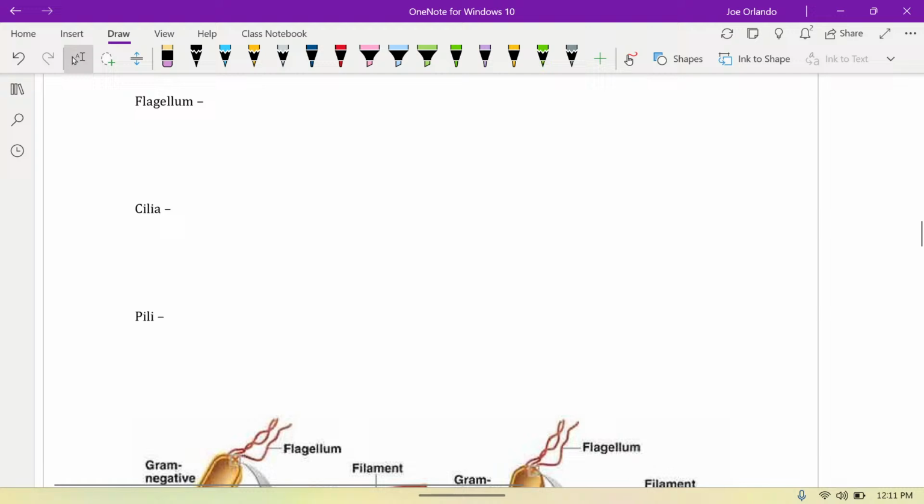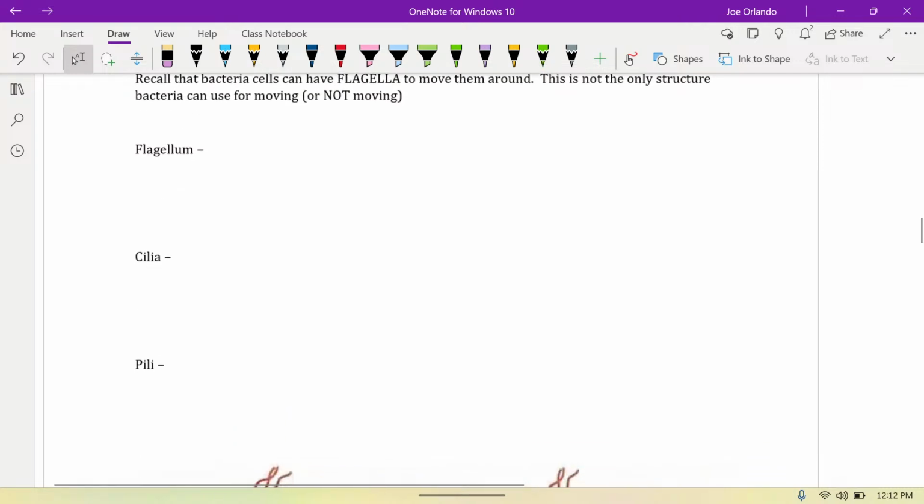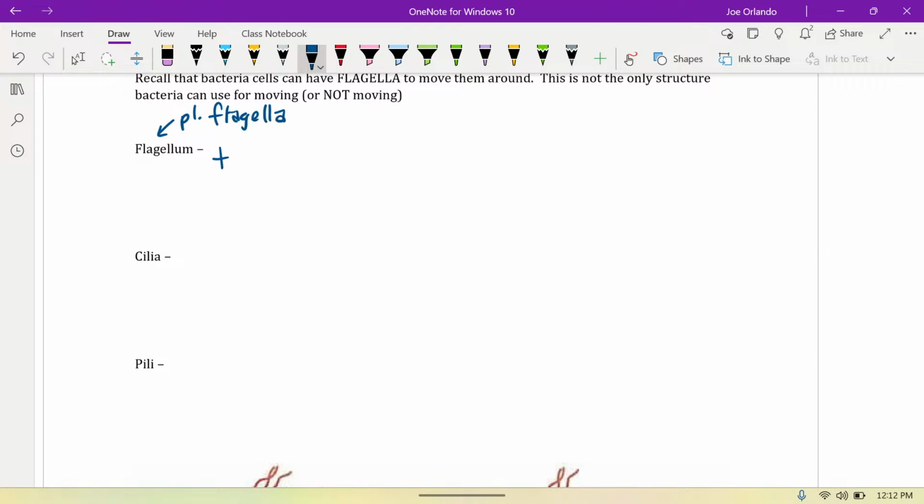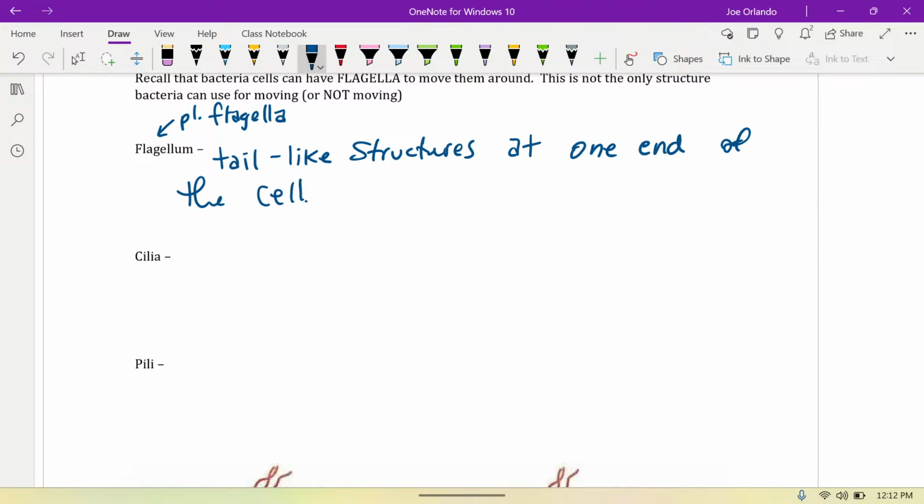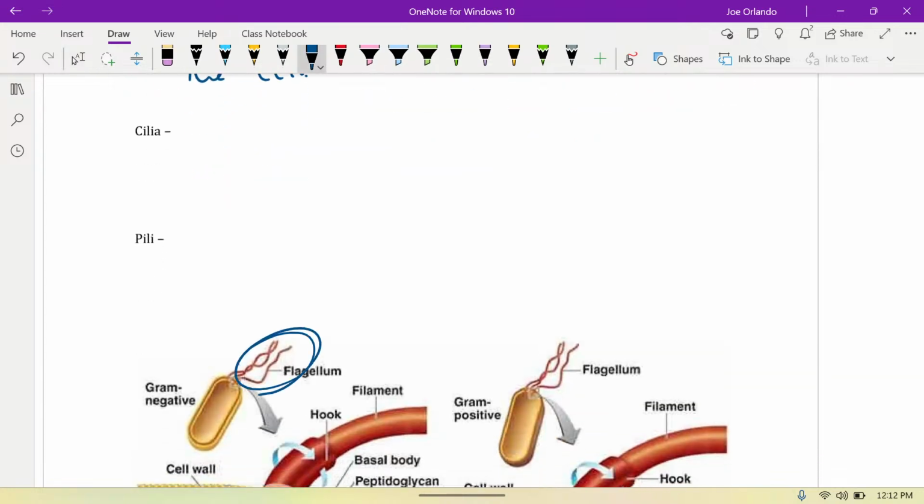All right, how do they move? Well, we said already they can have flagella. Flagellum is singular. The plural is flagella. And these are tail-like structures at one end of the cell. Sometimes it has more than one flagellum on the cell, but they're still all coming from the same end of the cell. Does that make sense?